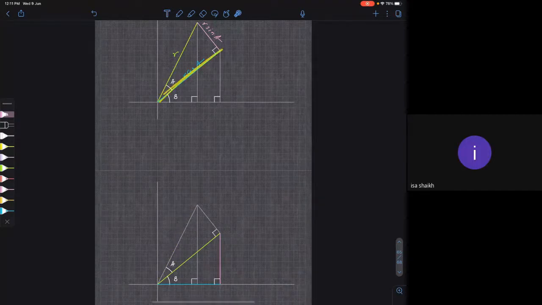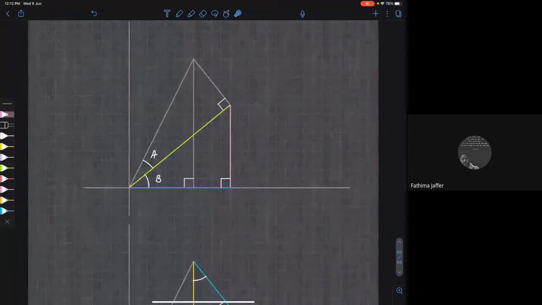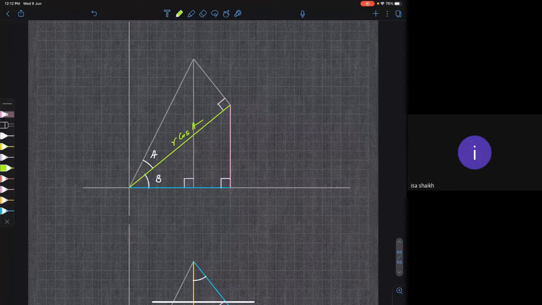This line is equal to that line in length, so both are equal, right? So tell me, what should I write in place of the green line? R cos A. Any problem in this? No, sir. Now think and tell properly according to this new right angle triangle.